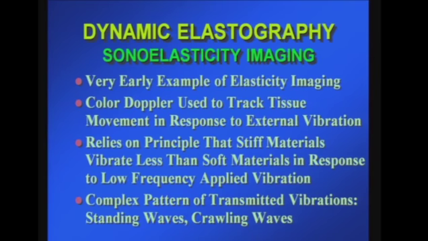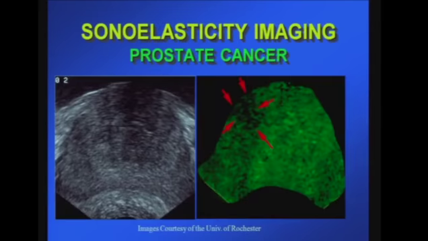Oftentimes you get a complex pattern of transmitted vibrations, and by vibrating at two different frequencies, you can create either standing waves or what we call crawling waves, which are interference waves, and the velocity of those is also dependent on tissue stiffness, and you can gain estimates of how hard a tissue is by monitoring the velocity of those waves. This is an example of sonoelasticity imaging in a prostate cancer. Here you can see the prostate cancer is relatively featureless on the B-mode image, which is often the case, but on the sonoelasticity image it shows up as a dark area.